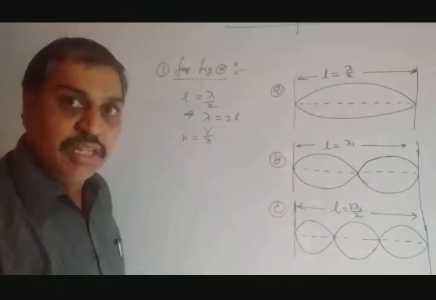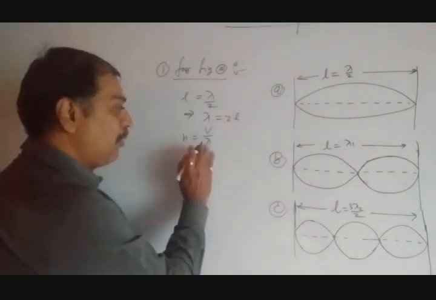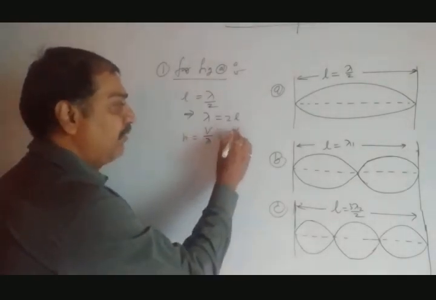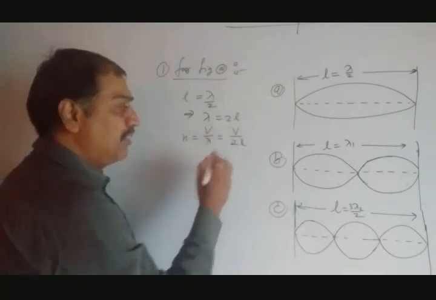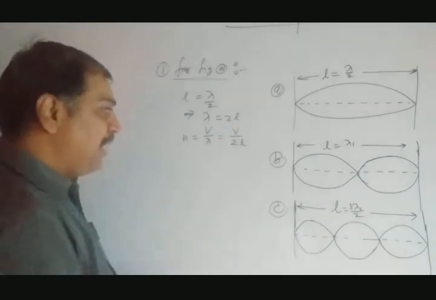This we have taken in a pipe open at both ends, closed at one end. We have already learned this, so I am not going into detail. So we can write this as V divided by twice L. Just put the value of lambda. It comes to be V divided by twice L.